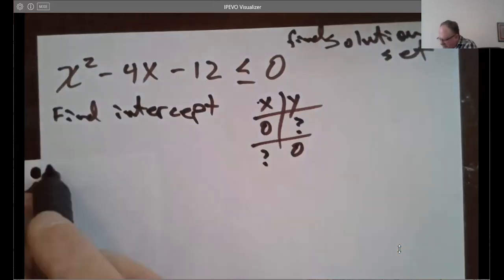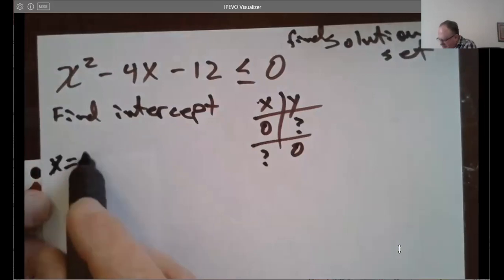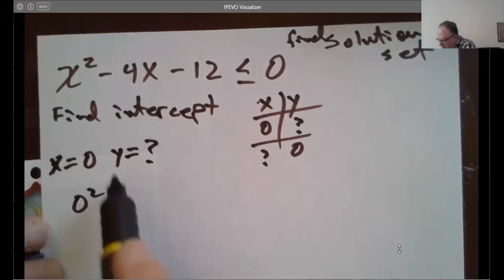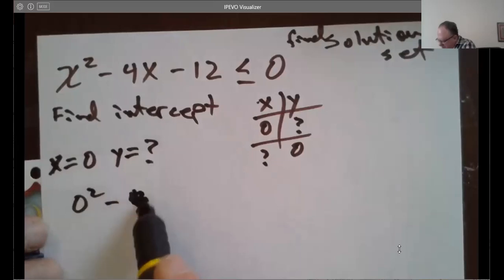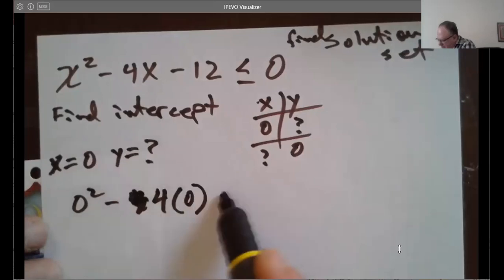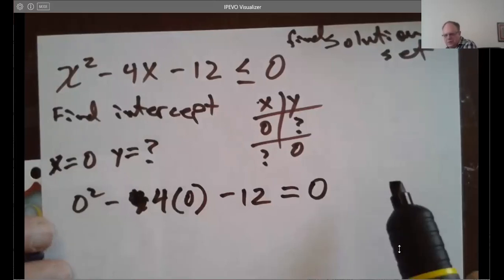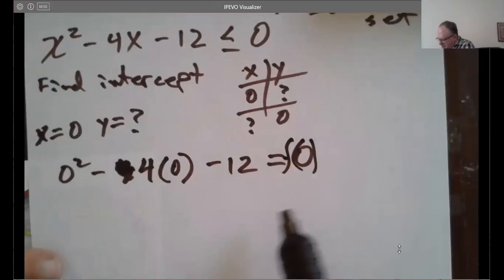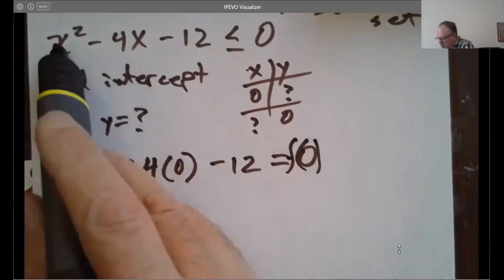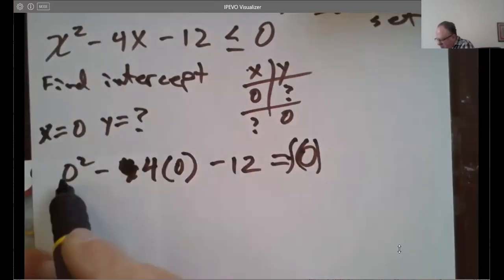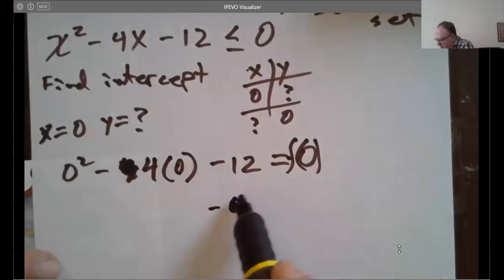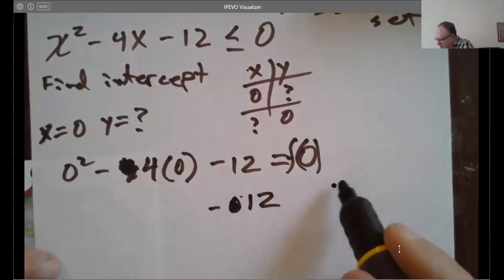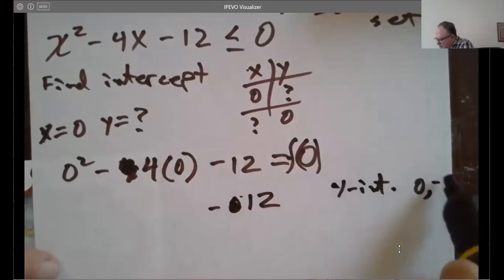So set x equals 0, find y. So we're going to put 0 in wherever x is. So this would be 0 squared minus 4 times 0 minus 12. And we're just going to use f of x for this one. And so this will be 0. And basically all you have to do is just cover up the x's, right? And whatever's left over, 0 squared, that's 0. 4 times 0, that's 0. So you're just left with negative 12. So our y-intercept is 0, negative 12.